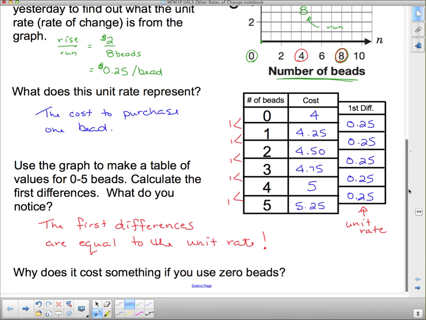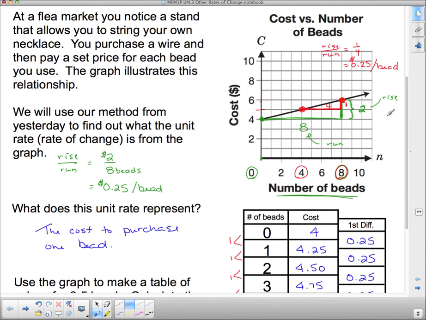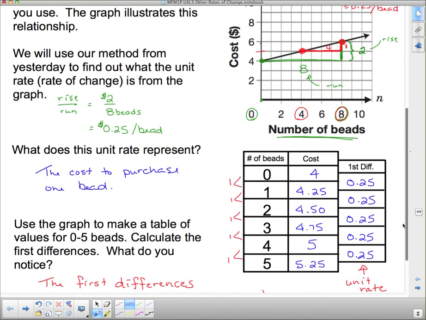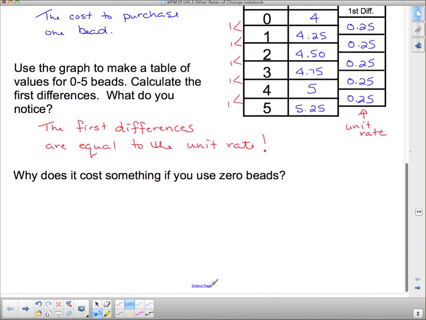And now here's this. Why does it cost you something if you use zero beads? Well, remember that this necklace is not made up of just beads, okay? We can put as many beads as we want on the wire, but we have to have a wire first. So it says you purchase a wire. So the necklace has two components. It has one wire and then as many beads as you want. We have to buy a wire to start, a wire to string the beads. So what does that mean the wire costs? Well, if we take a look at it, it cost us $4 before we even started. So the wire costs us $4. So we have to buy a wire for $4 in this case before we string the beads.